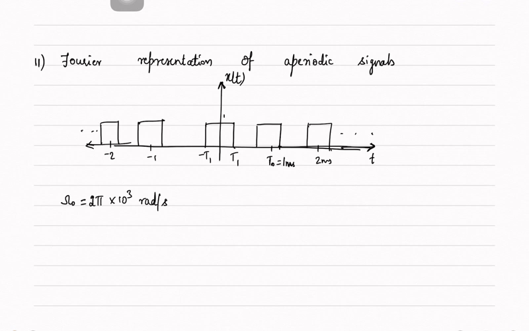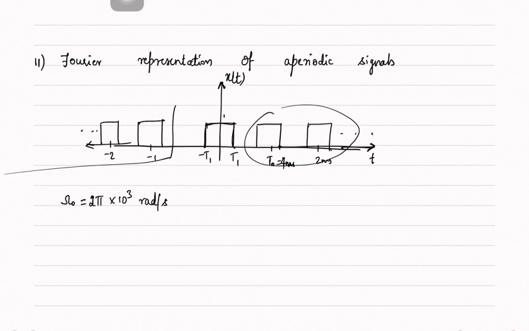Now I'm going to make this periodic signal aperiodic. How to make it aperiodic? I'm going to increase this value of T naught till T naught goes to infinity. When T naught goes to infinity, these other pulses will be out of the picture, and what remains is this part. Now if I go on increasing this, let's make it say 4.